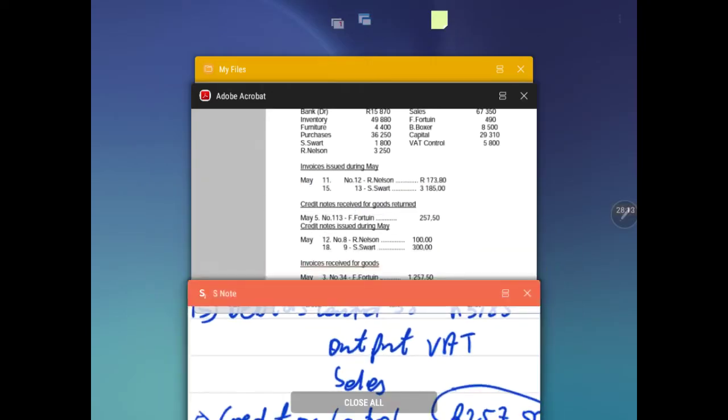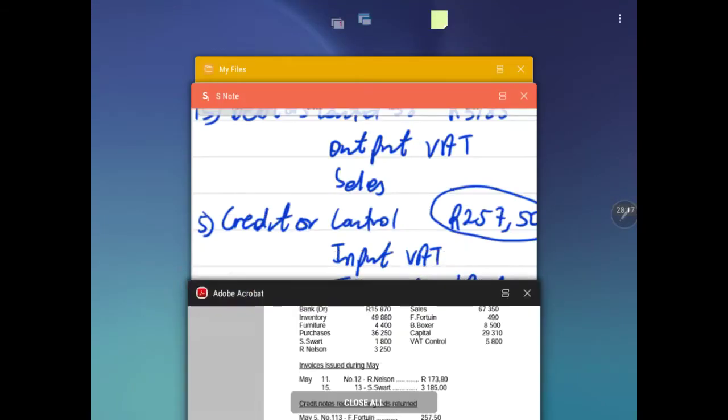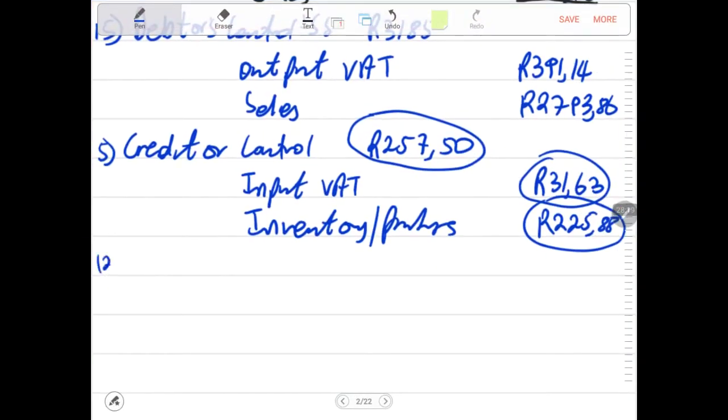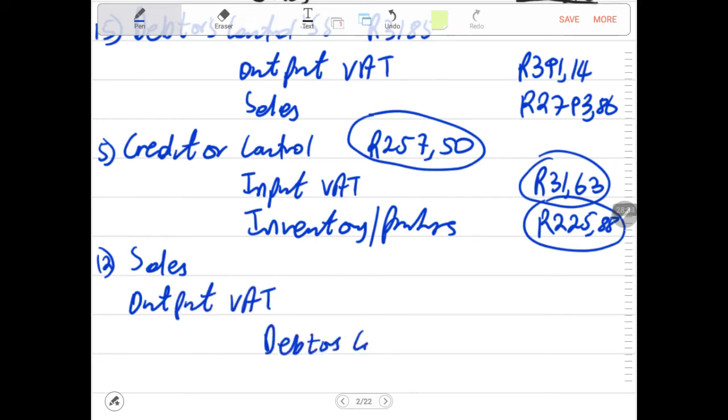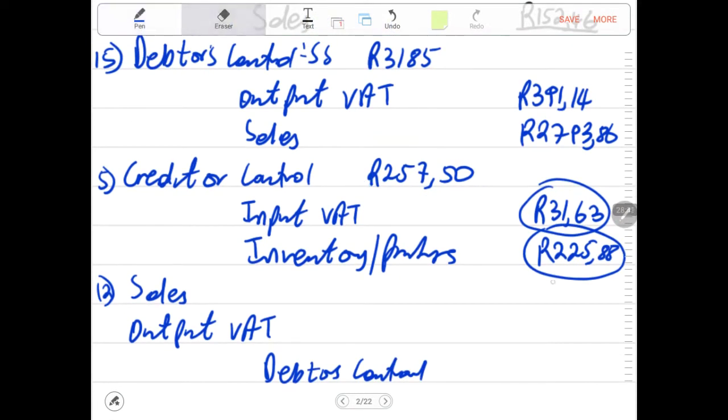Check the date of the transaction. It is on the 12th and on the 18th. Now, meaning our sales will decrease and our output VAT will also decrease, and also our debtors control will decrease. Then you mention the name of the debtor. Very important also to highlight that our debtors control will decrease.